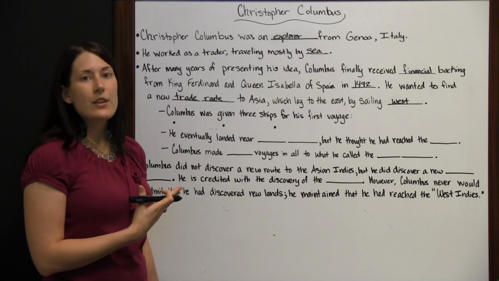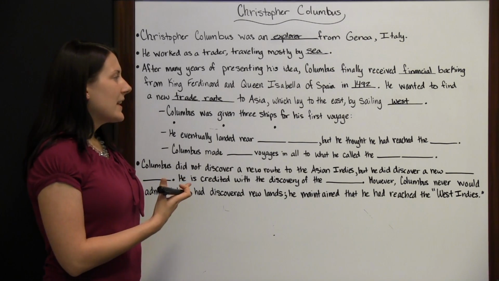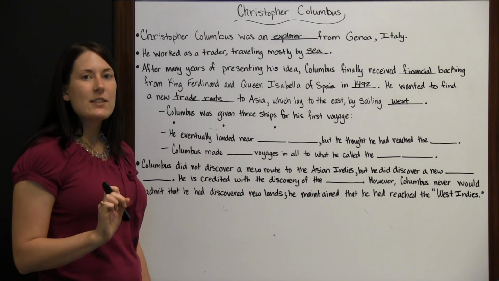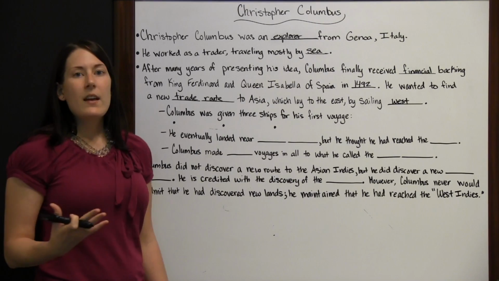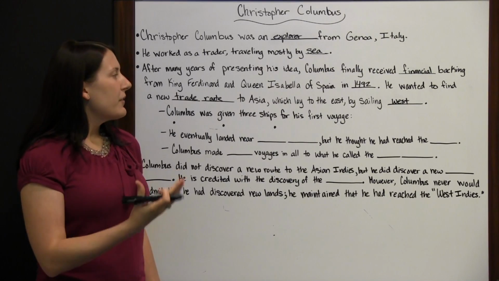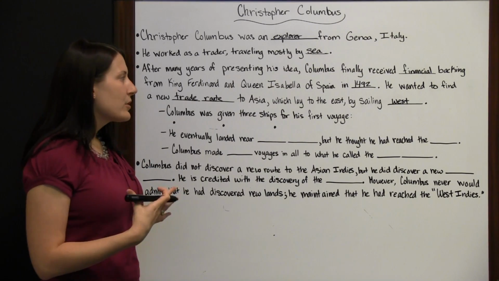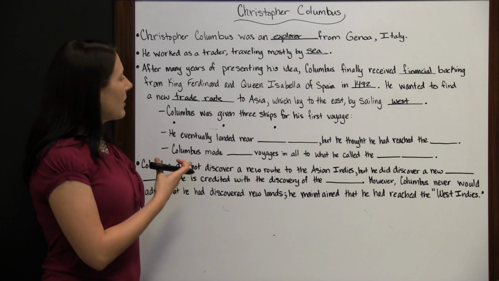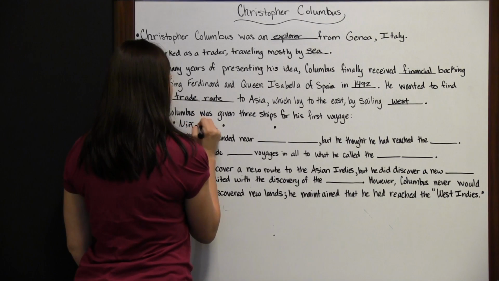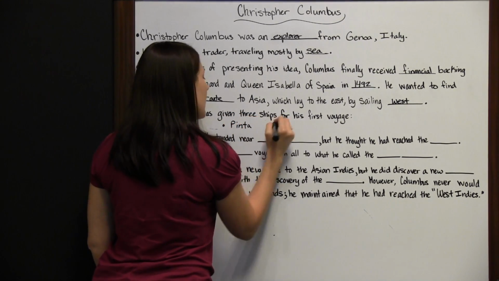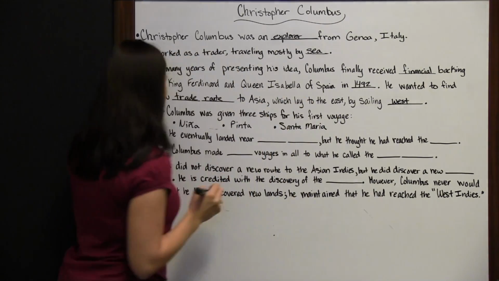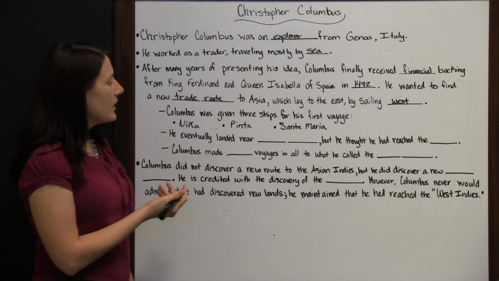Now, he tried for several years to get people to accept this plan, but since they had just come up with the route to go south of the tip of Africa to get to Asia, people weren't as interested in it. Finally, King Ferdinand and Queen Isabella of Spain said, okay, we feel like maybe there's an idea here. We'll support you and see how it goes. So Columbus was given 3 ships for his first voyage: the Nina, the Pinta, and the Santa Maria. And he eventually landed near South America.